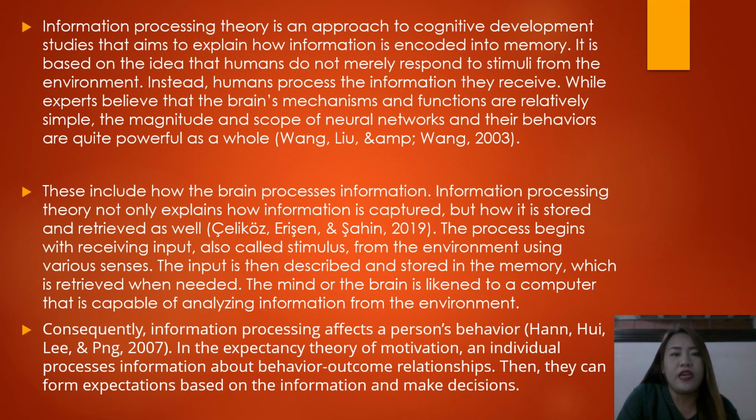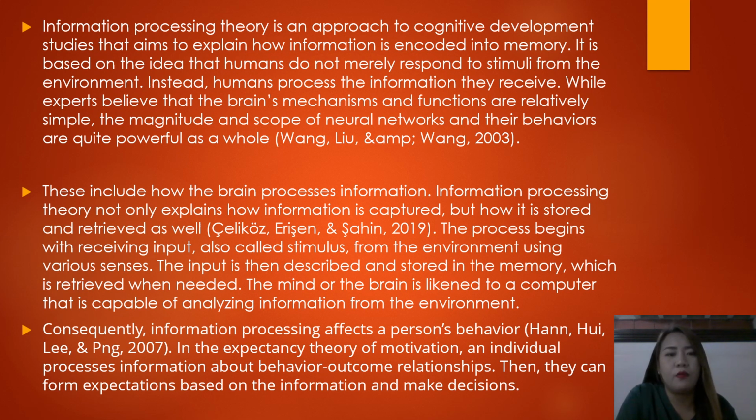Information processing theory is an approach to cognitive development studies that aims to explain how information is encoded into our memory. It is based on the idea that humans do not merely respond to stimuli from the environment. Instead, humans process the information they receive. While experts believe that the brain's mechanisms and functions are relatively simple, the magnitude and scope of neural networks and their behaviors are quite powerful as a whole.